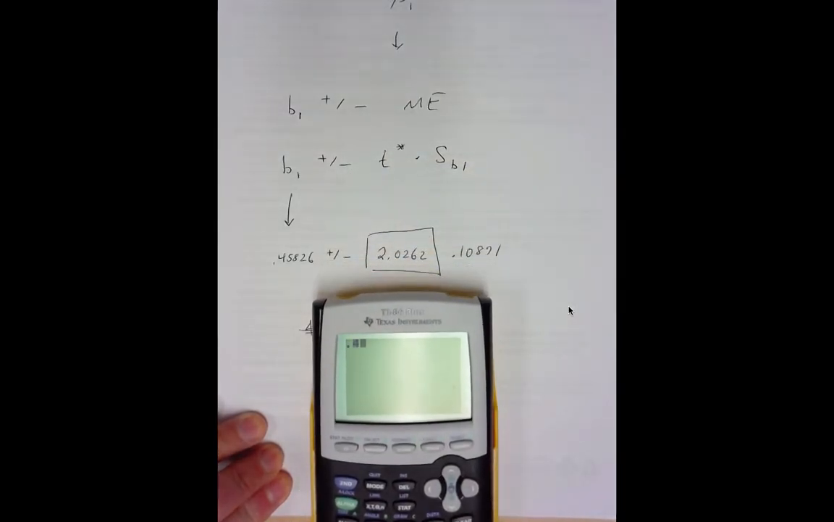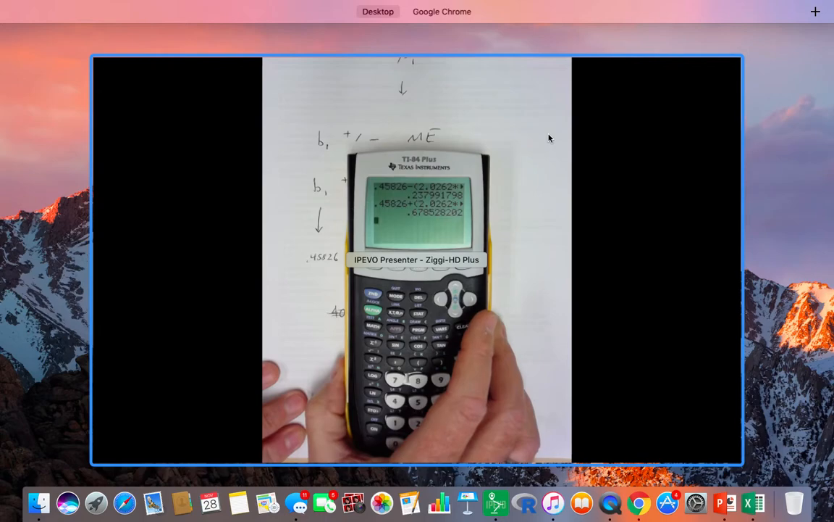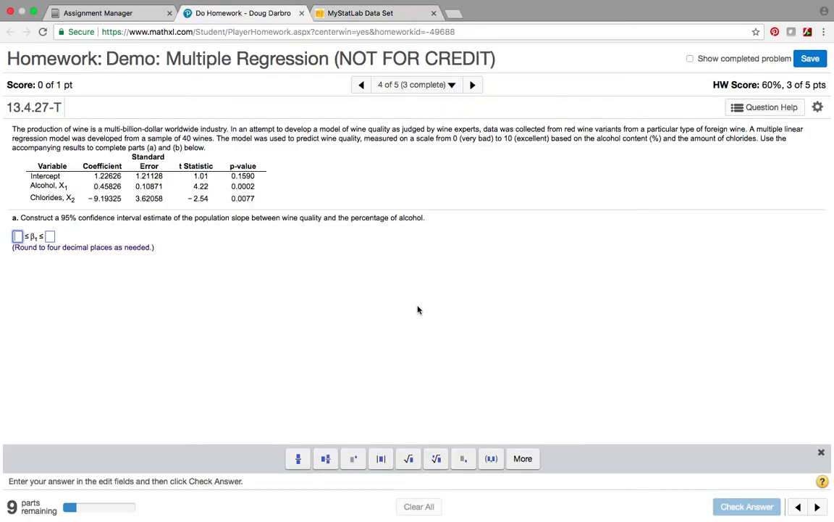So let's go 0.45826 minus 2.0262 times 0.10871. And then I want to do the same thing, just change the minus to a plus. Let me again show you, so you can pause the screen if you need to. If we can put this in without a typo, to 4 places, I get 0.2380 up to 0.6785.